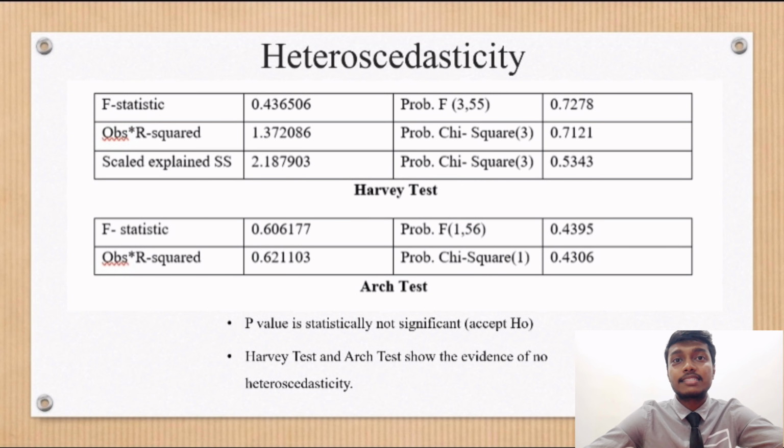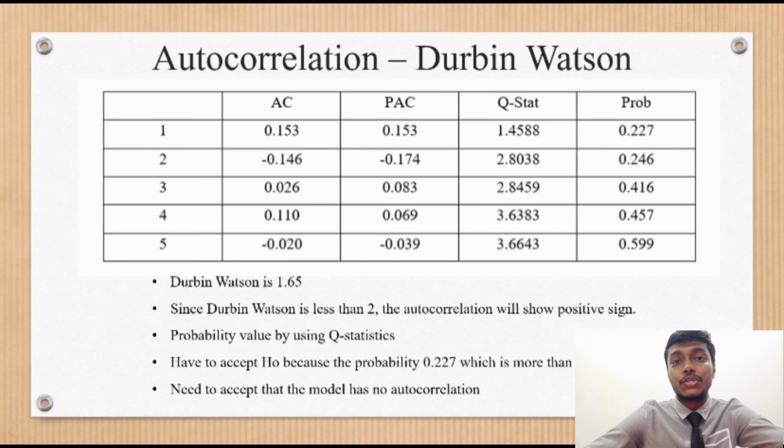In our case, the probability value of the Harvey test is 0.7278 and the probability value of the ARCH test is 0.4395. So we can conclude that the p-value is statistically not significant. We have to accept the H null. The Harvey test and the ARCH test show evidence of no heteroskedasticity in the model. Next is autocorrelation.